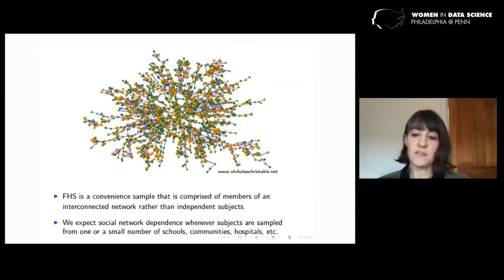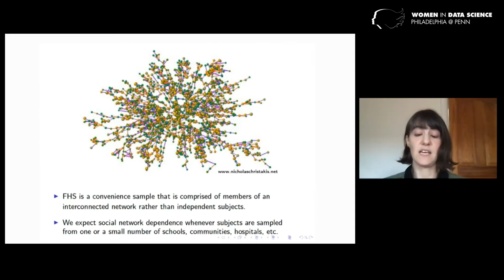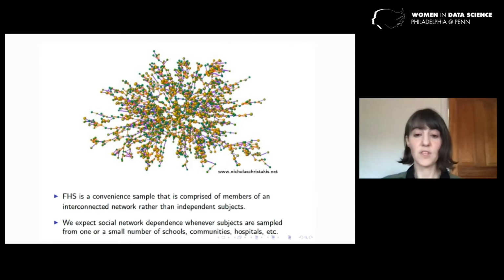So what I hope to convince you of today is that ignoring the dependence in this kind of convenience sample can lead to the publication of spurious results, and that this could be an important cause of the replication crisis. But in all of the soul searching about the replication crisis in psychology, social science, public health, medicine, the role of inadequately handled statistical dependence has been pretty much entirely overlooked.